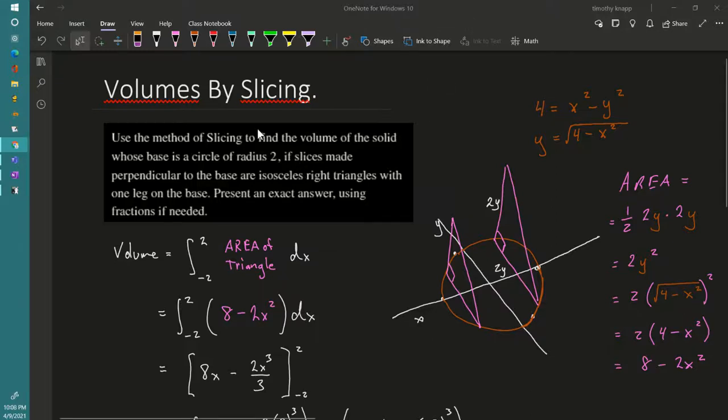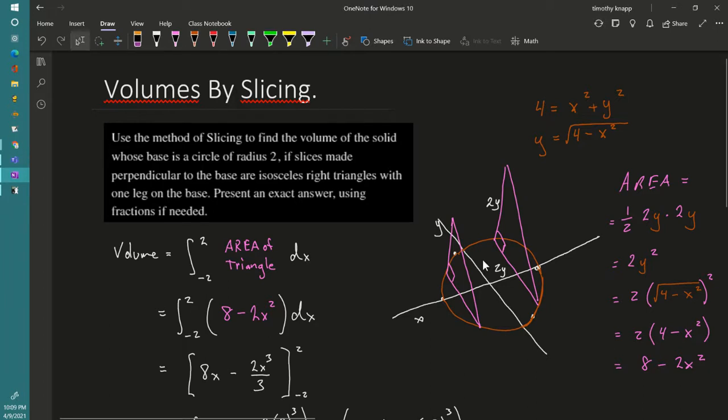Hey, here we go. So we're doing volumes by slicing. It says use the method of slicing to find the volume of a solid whose base is a circle, radius 2. So here's my circle, radius 2 down there. And we know that its formula is 4 equals x squared plus y squared.